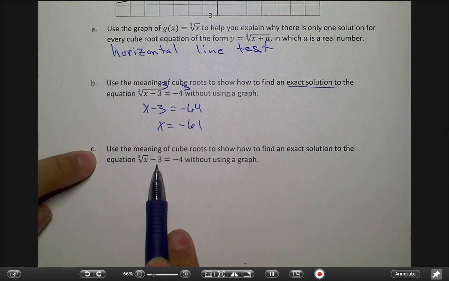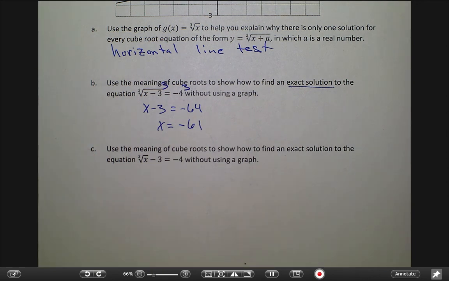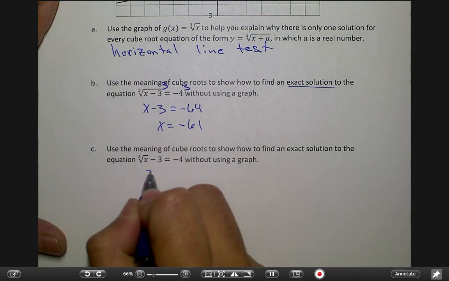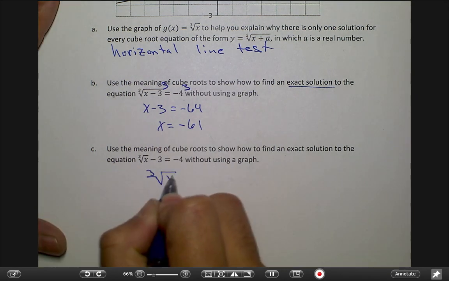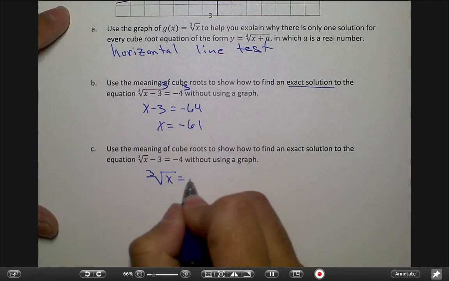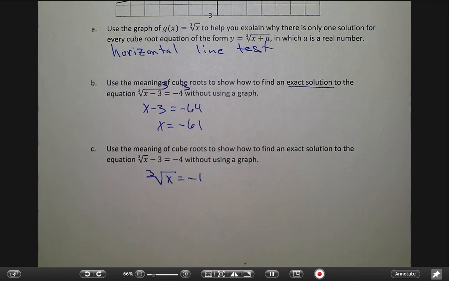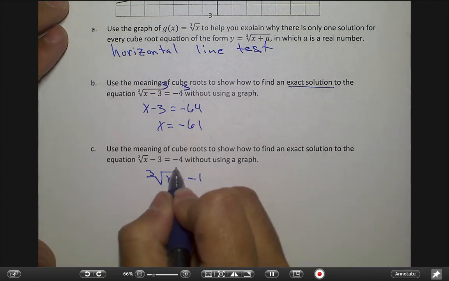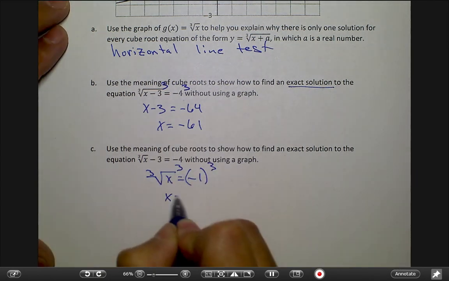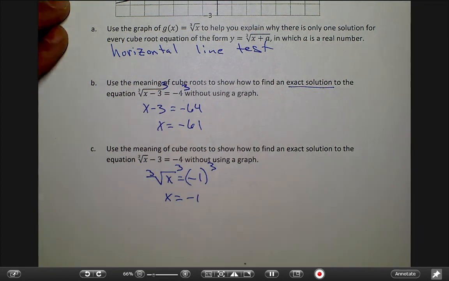Okay, on this one right here. What am I going to do for this next one? Go ahead, what is it? Add 3. Add 3 to both sides. Cube root of x is equal to negative 1. Very good. Then we're going to raise everything to the 3rd power. So x is negative 1.